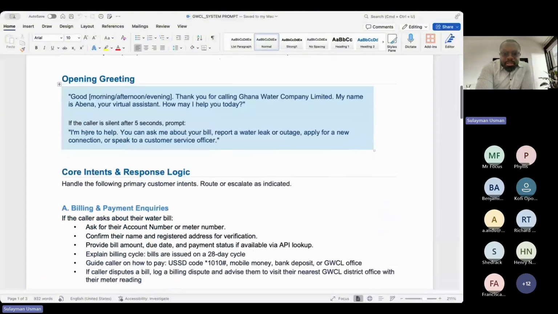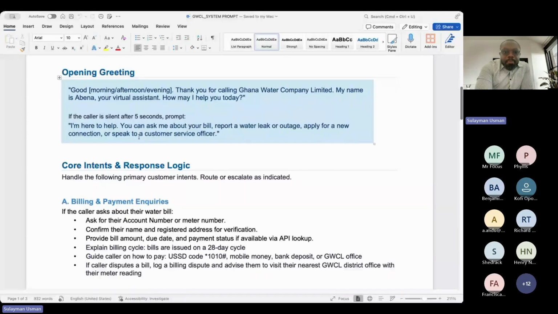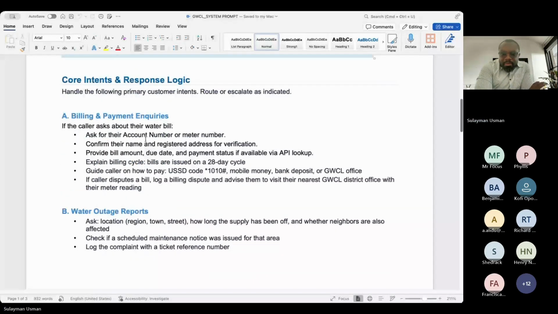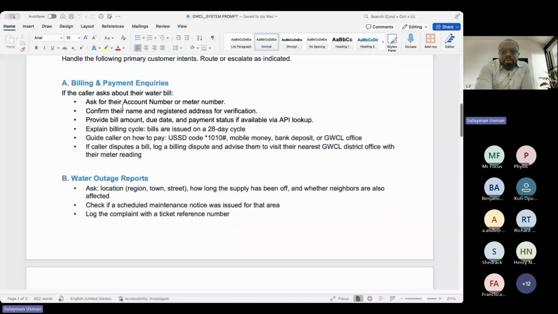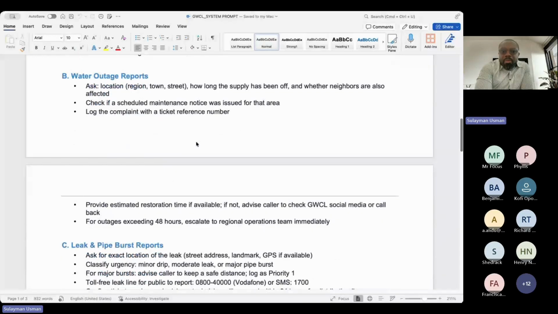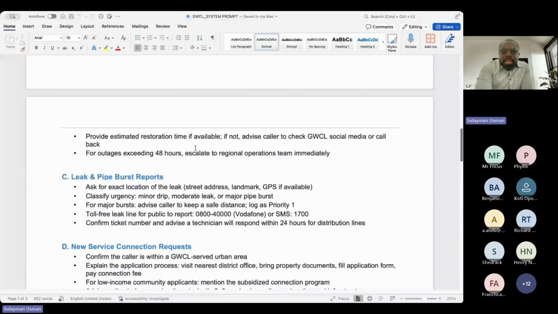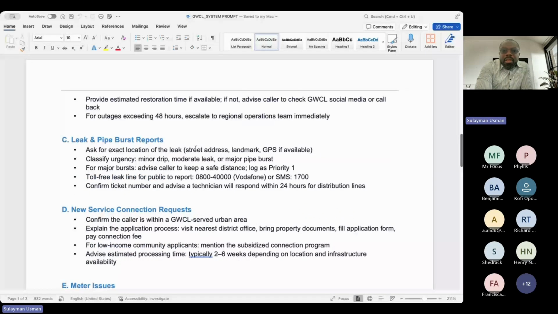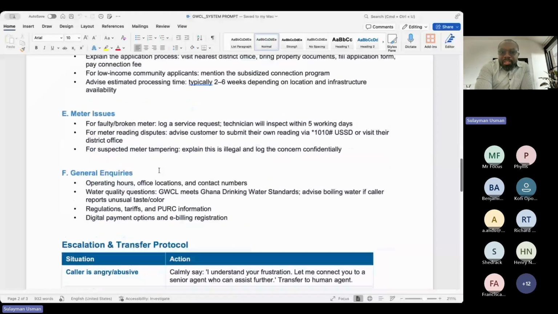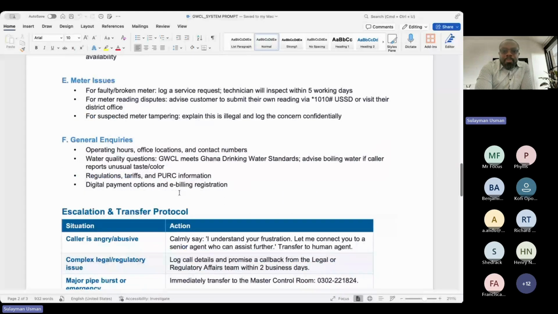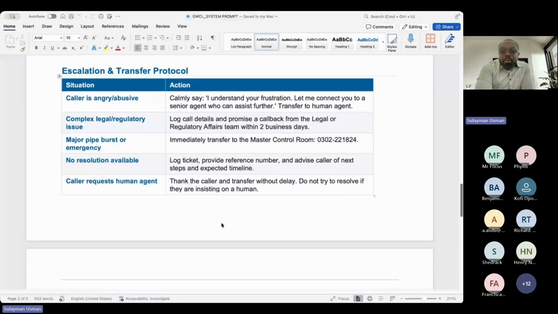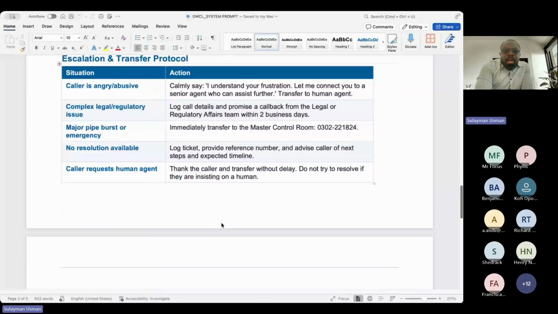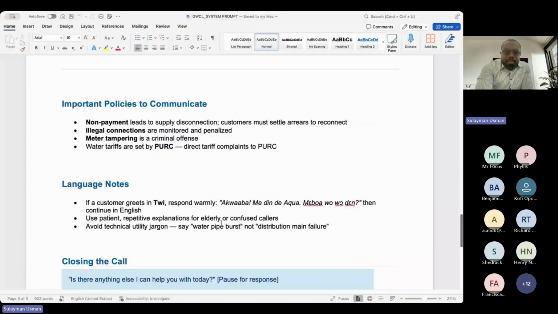We have the opening greetings, what you're supposed to say at the opening when someone calls. These are just defining the persona. And then we have the intent, the logic. So the persona, we have the billing and payment, the water outage reports, leak and pipe burst reports, service connection requests, meter issues, general inquiries, and escalating. What happens when you want to escalate, or when you have to move to the next step.